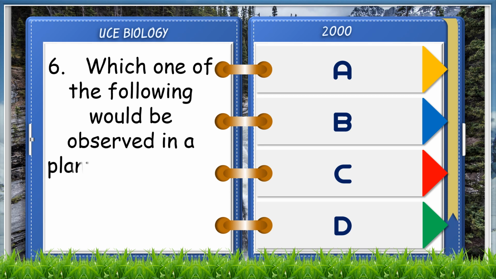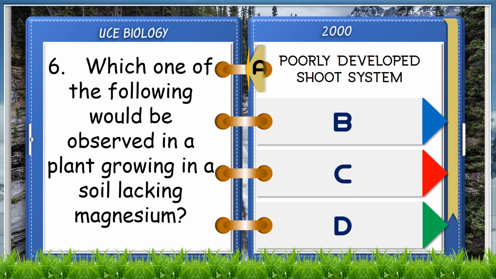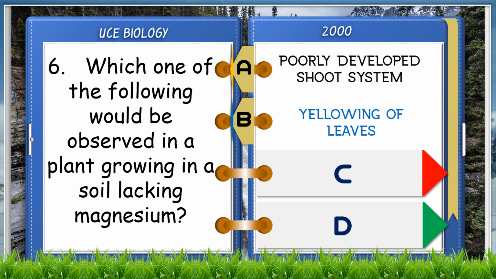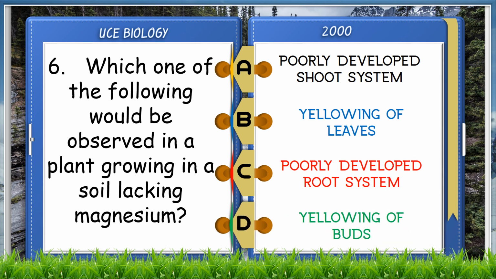Which one of the following would be observed in a plant growing in a soil lacking magnesium? A. Poorly developed shoot system. B. Yellowing of leaves. C. Poorly developed root system. D. Yellowing of buds. The answer is B. Yellowing of leaves.